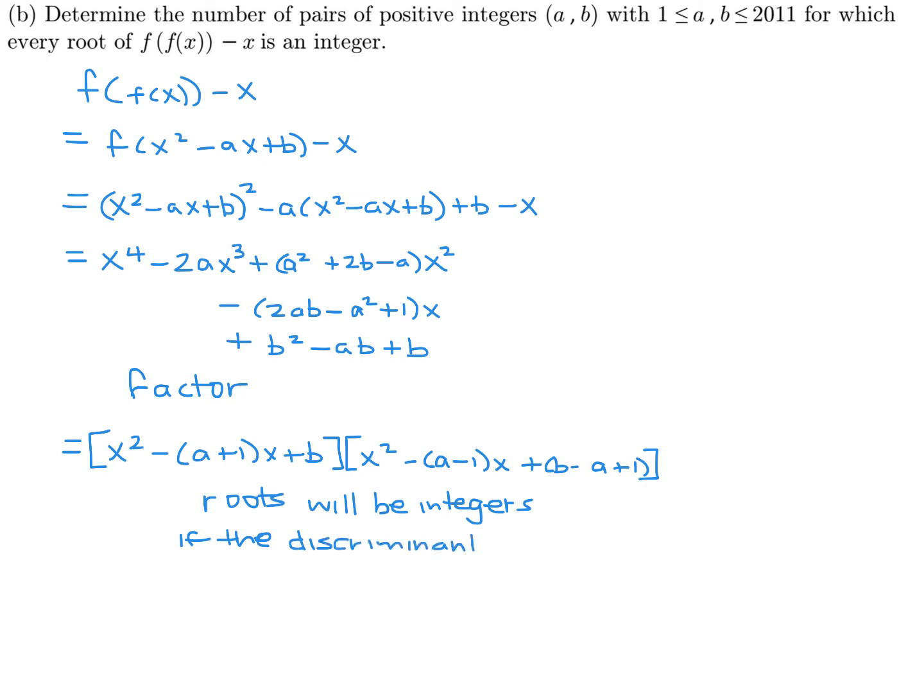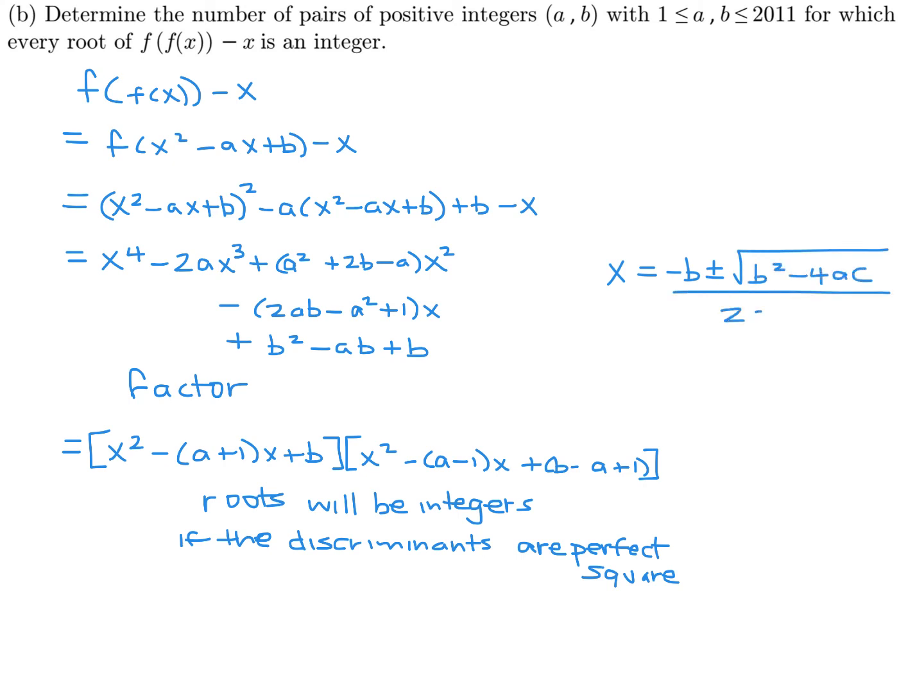Discriminants are perfect squares. Let me refresh your memory in case you're wondering what that means. If you recall, in the quadratic formula, x is equal to minus b plus or minus the square root of b squared minus 4ac, all over 2a. You guys remember.